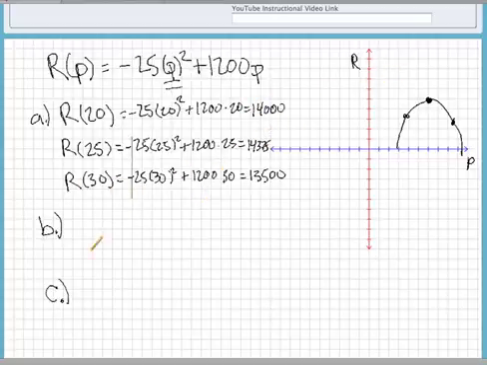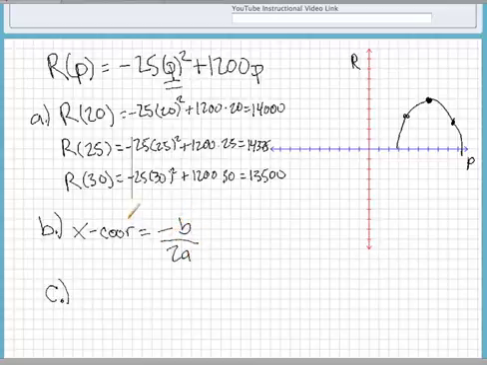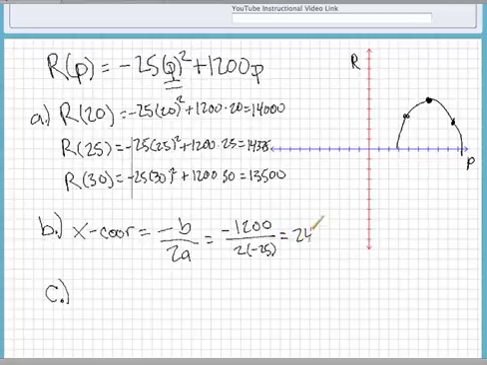So on a parabola, we can find the x-coordinate of the maximum by this formula right here. If we have it in standard form, the formula is negative b over 2a, which gives the x-coordinate of the vertex, which is the maximum. Because this is already in standard form, we plug in our b, which is 1200, negative, and then 2 times negative 25, and this actually comes out to 24. So 24 is going to be our maximum.